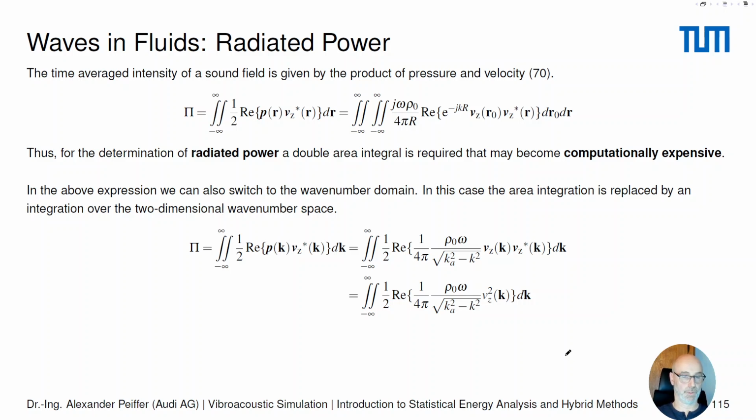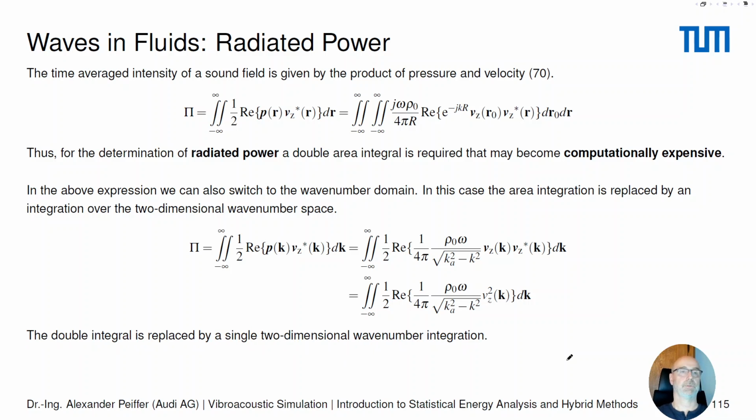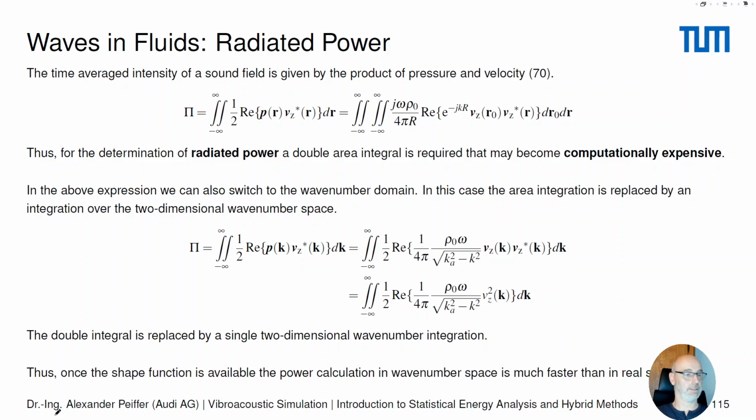Good. So, in a nutshell, the double integral is replaced by a single two-dimensional wave number integration. So we can slightly improve our computation performance if we have everything in wave number space available. Good, so far for the radiated power.